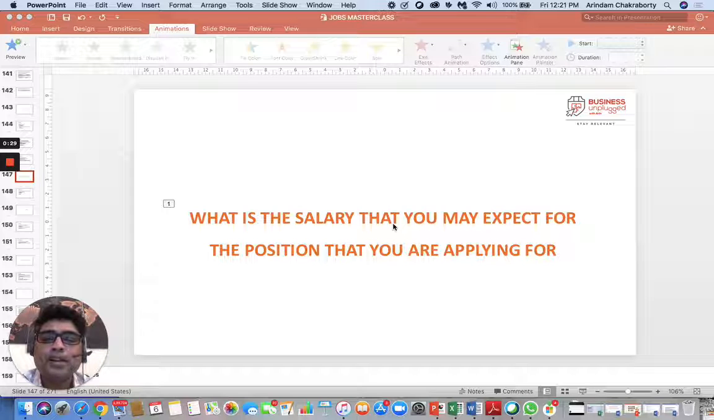But for that, we obviously would have to go into some sort of salary negotiation, or we need to have an understanding of what we are worth, right? For that, we need to understand what salary you may expect for the position that you are applying for. Because if you are asking for something very out of the way, then you lose an opportunity. Or if you are asking for something which is very low, then you are maybe not justifying yourself, right?